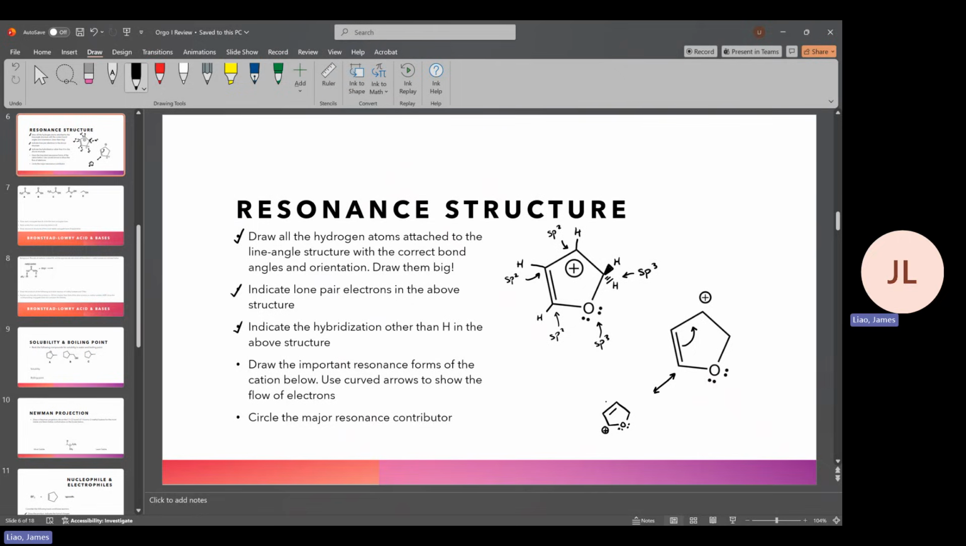Is there a way we can make one more resonance structure? Actually, yes. See that lone pair? We can rearrange this over here to form another resonance structure. So I'm going to go ahead and put that over here. Draw this again. Double bond right here, lone pair right here. And because it's only five, not six, it's going to gain the positive formal charge.